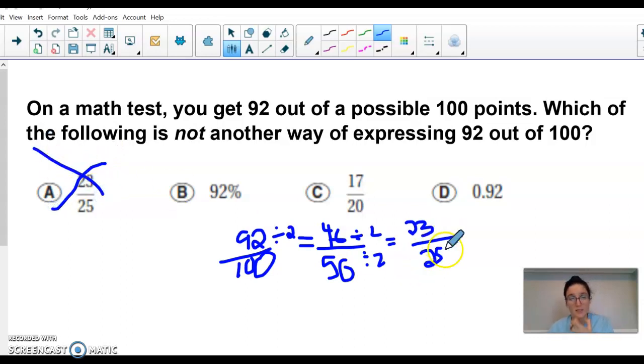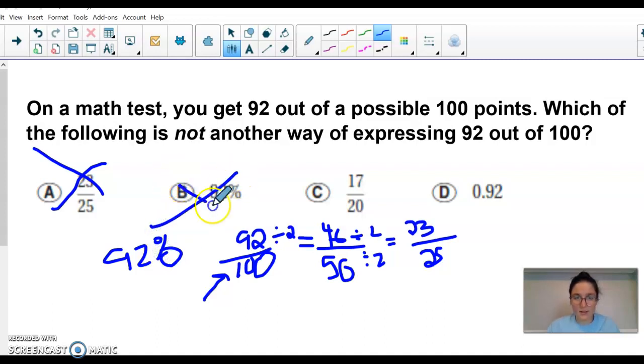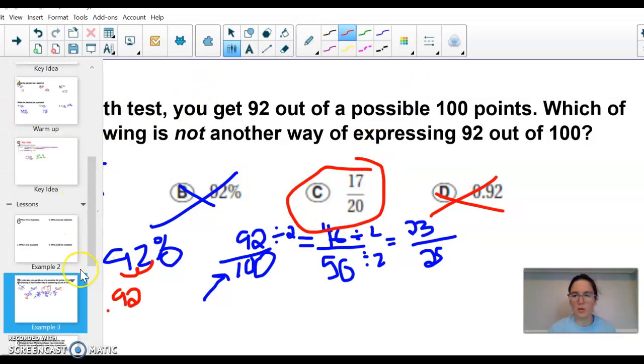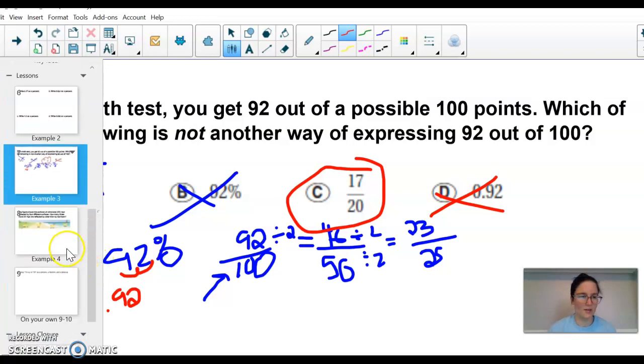So I know this one is an answer. That's equivalent because that's what I just got. And then this is out of 100, so I know that it could be written as 92% because percent is always out of 100, so that's an answer. And then if I make that percentage into a decimal, 1, 2, 2 places to the left, that's 0.92, so that's the decimal answer of 92%. So that is a way of expressing that. So the only way of not expressing it is C. Again, you can pause this at any time to go over any example.